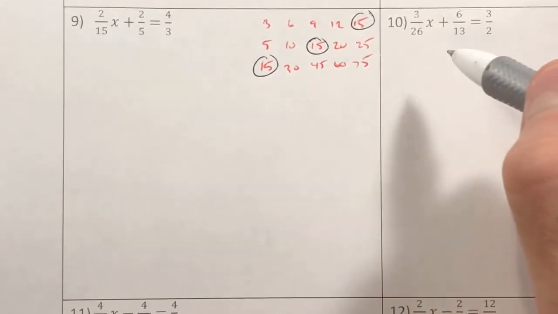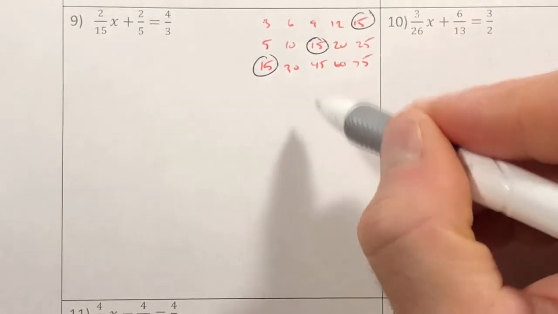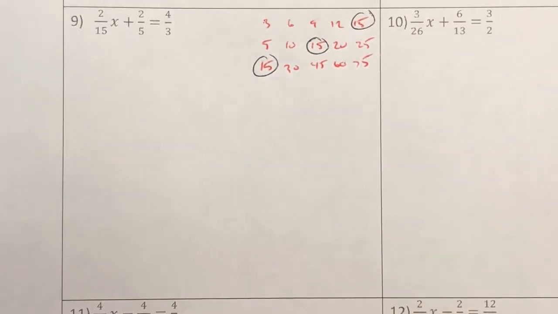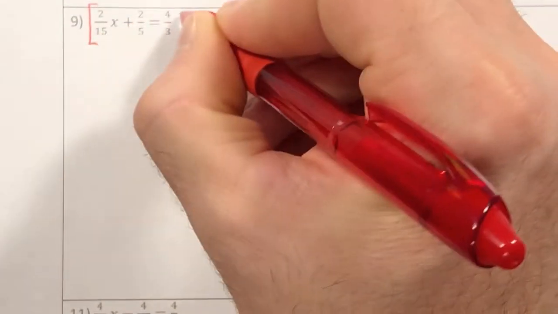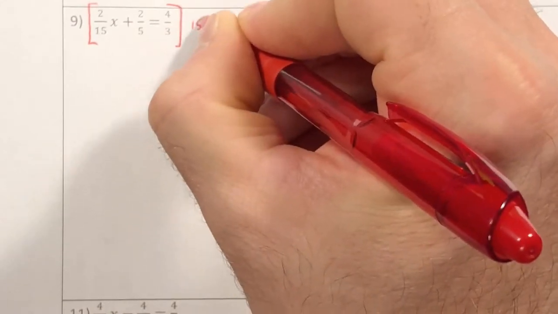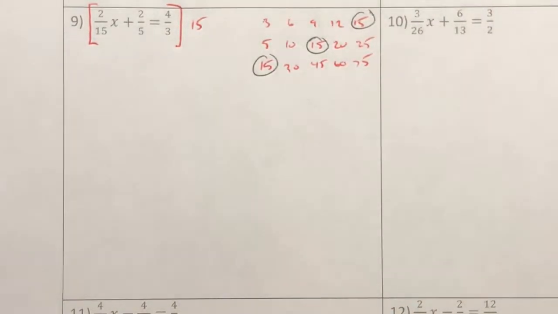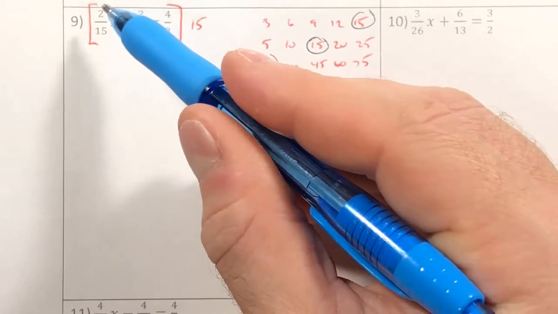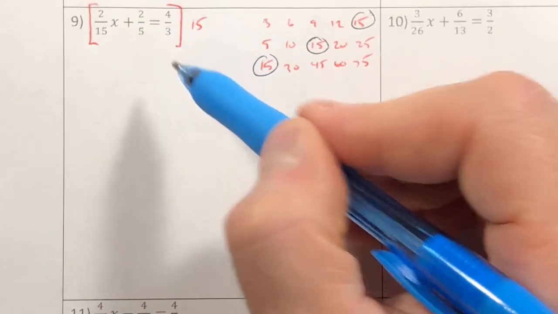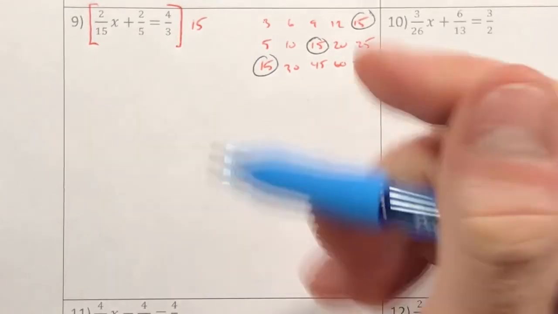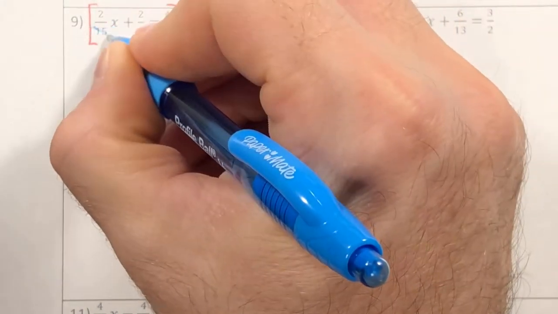You might need to go a ways out. You might even need to come down a second row if they're not obvious or quick. But it's the exact same process as before. So I multiply everything by 15. And again, I could say what is 15 times 2 divided by 15, 15 times 2 divided by 5, 15 times 4 divided by 3. Or I could just go through the simple process of dividing first.